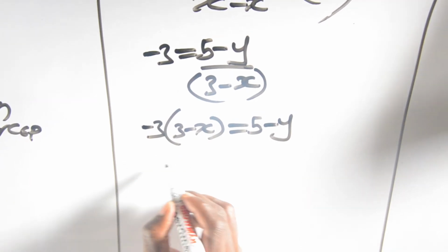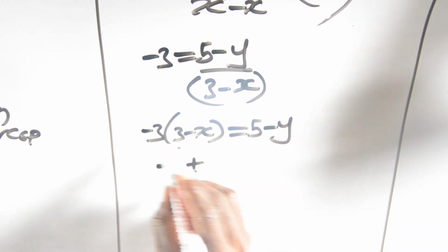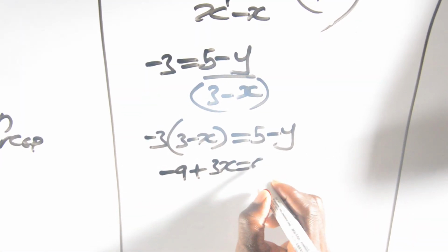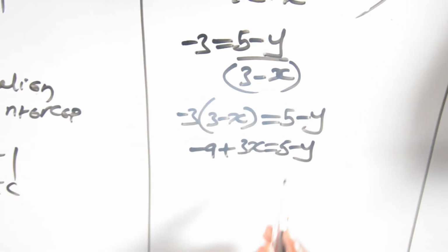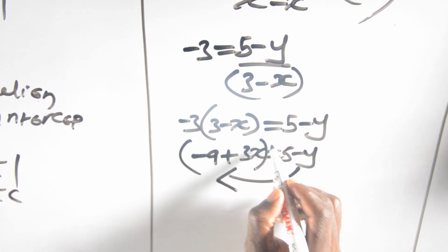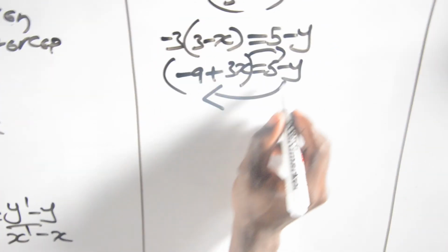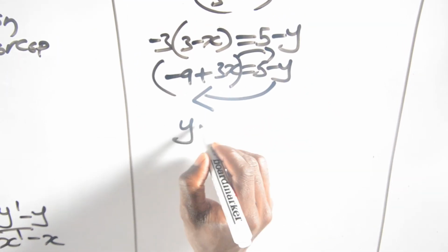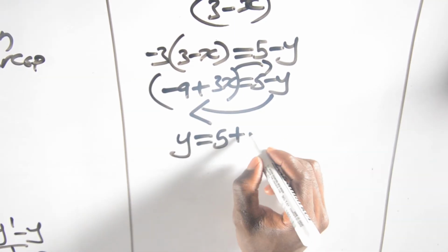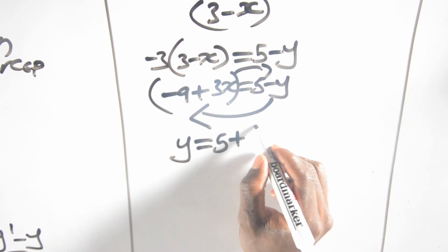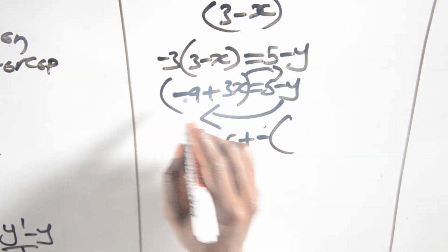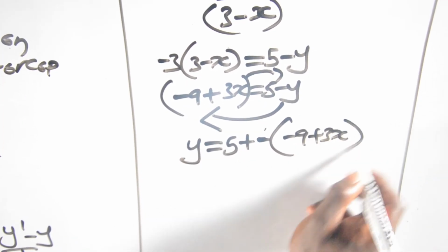Are we together? When you open the bracket, it will be -9 plus, because it's -3 times -x, it will give you a positive, +3x, equals 5 - y. Are we together? Here, you take y to this side and take the whole of this to the other side. So y will be positive, y equals 5 plus, and you open the bracket, -9 + 3x.